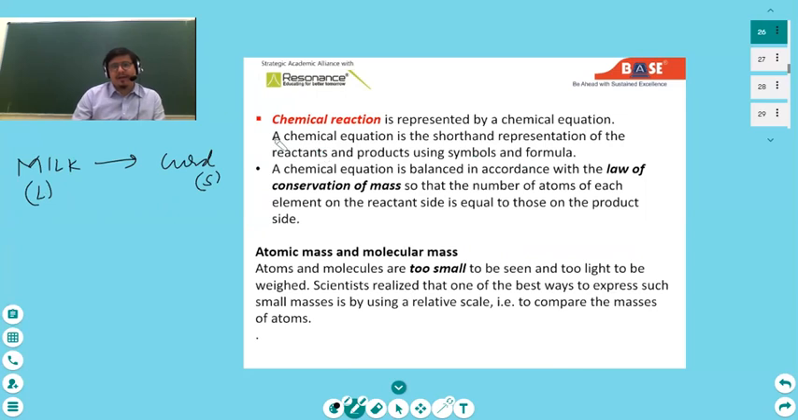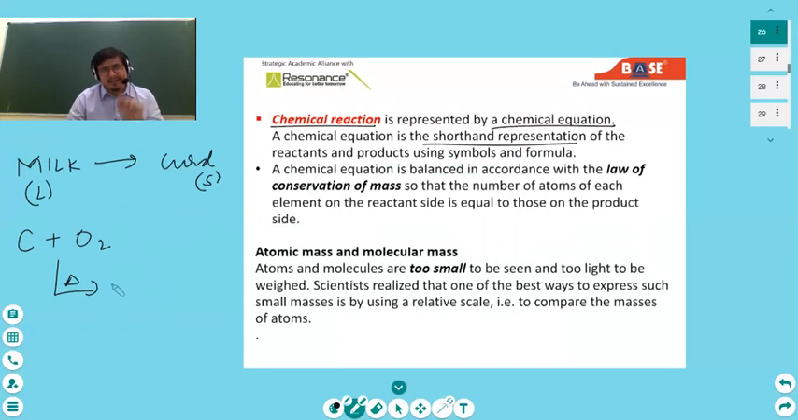So what is a chemical reaction? Basically, a chemical reaction is represented by a chemical equation. Okay, chemical equation I will explain. What is a chemical equation? It is a shorthand representation of reactant and product using symbol and formula. For example, if I take carbon and I take oxygen, when I heat carbon so that I burn it, delta means heat, I get carbon dioxide gas. Carbon basically here is graphite, so it is solid. This is your gas and this is your gas. So this is an example of a chemical equation.